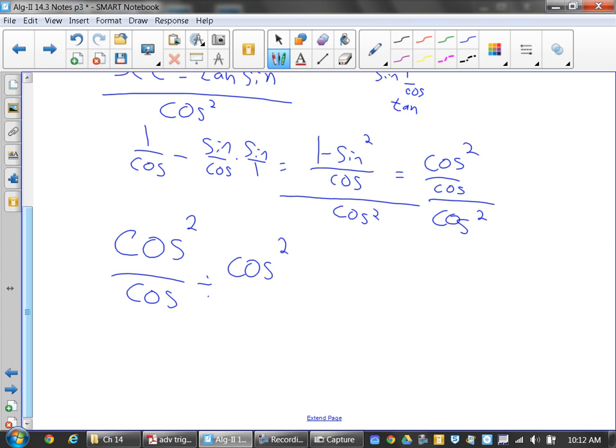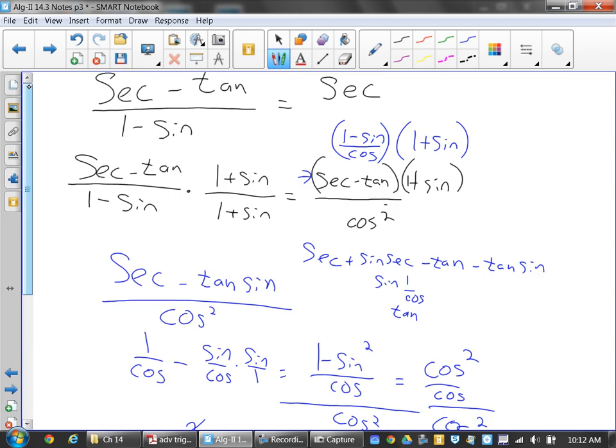Now, if I'm dividing by cosine squared, isn't that the same as multiplying by the reciprocal? What happens? The cosine squared is canceled. Hey! Yay! I love these problems. Secant. It's cosecant. Wait, can you scroll that up? No, it's secant, sorry.